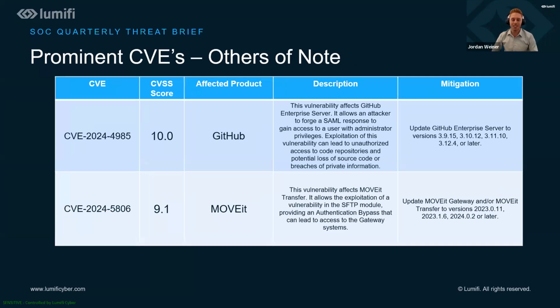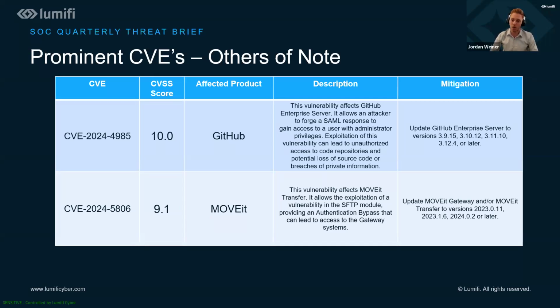All right, and kind of wrapping up the CVEs here, we do have this one CVE for GitHub. Obviously, GitHub is a pretty prominently utilized repository. This specific vulnerability allows attackers to forge a SAML response to gain access to a user with administrative privileges. Obviously, with that capability, if you are able to gain access to a privileged account, this can lead to pretty severe consequences, such as access to code repositories, potential loss of source code, and breaches of information.